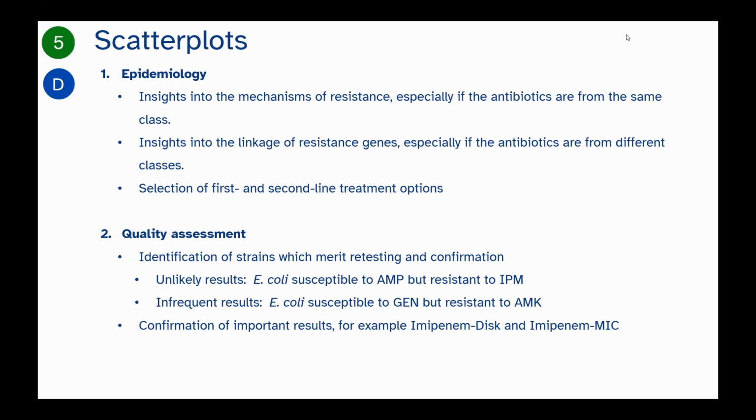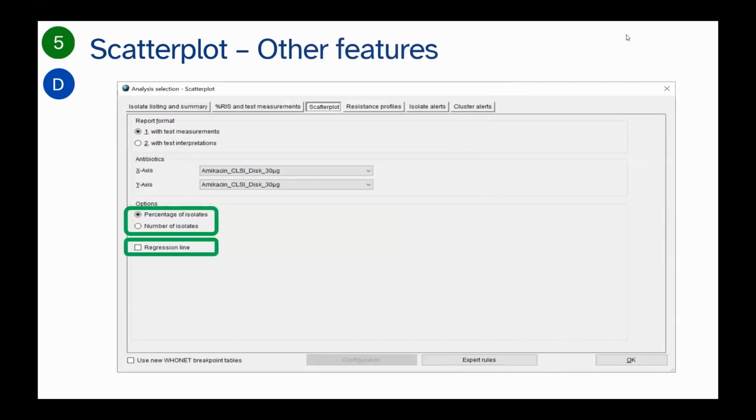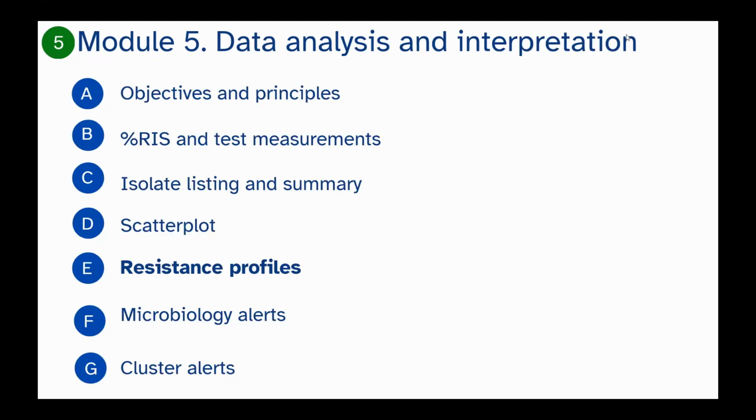Also, the scatter plot is valuable for confirming important results. For example, do the imipenem disc and the imipenem MIC give comparable interpretations? The scatter plot does offer a few other options. I can do percent of isolates or number of isolates. When resistance is rare, sometimes the number of isolates is easier to interpret, but most of the time we use the percentage of isolates. You can also draw a regression line, especially for similar antibiotics like cefotaxime and ceftriaxone. We can now move on to resistance profiles.